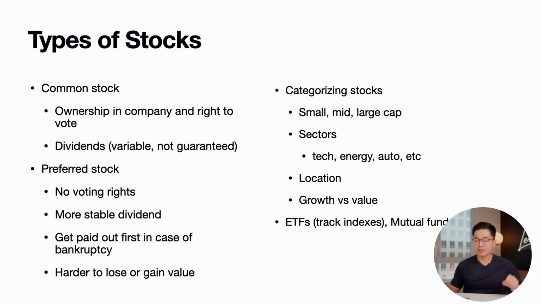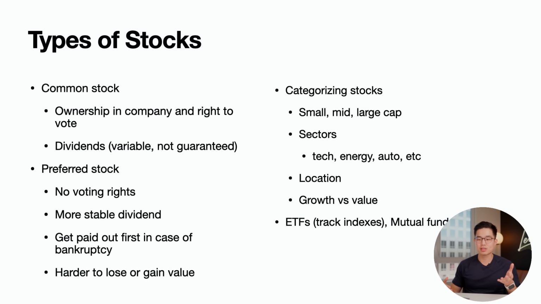So now let's talk about the different types of stock that are available. The first is common stock. This is the most common type of stock there is. Basically, you have ownership in a company and a right to vote. It also gives you access to dividends, and these are variable. These are not guaranteed. Some years you might get a dividend if the company is performing well. Some years, if the market is crashing or the company is just not doing well, they might suspend that dividend. Common stock is what most of you guys are going to be buying in the stock market.